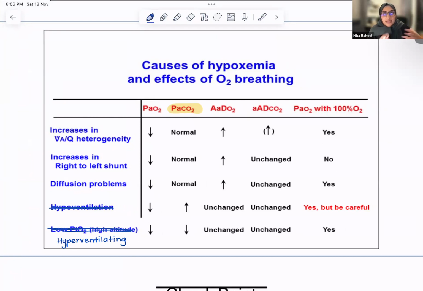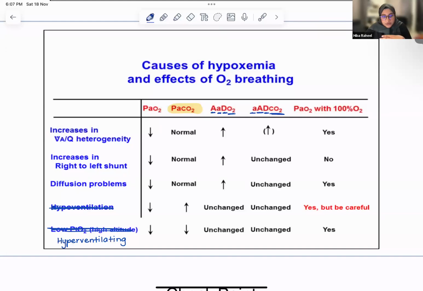So remember how I told you that the AADO2, where capital A is alveoli, is the alveoli-artery difference of oxygen. So that's what it means. So the AADO2 of these three is high. Can you see? They're all high. Now we're going to check if it remains unchanged or not. How will we do that?